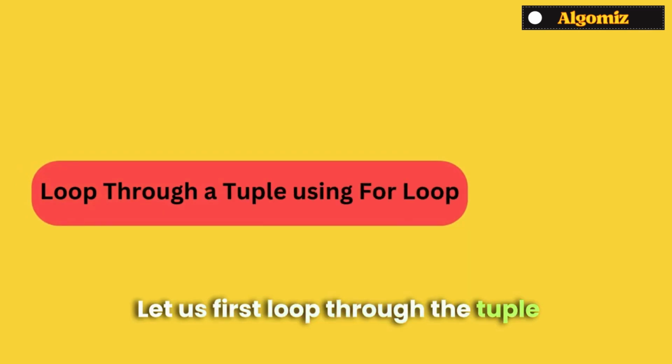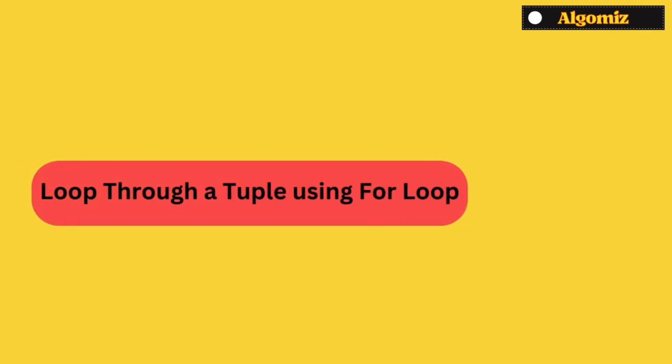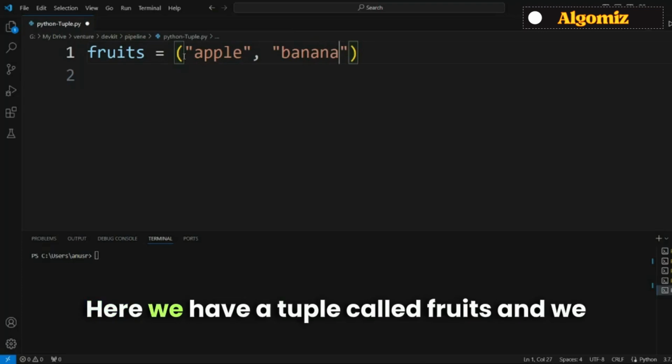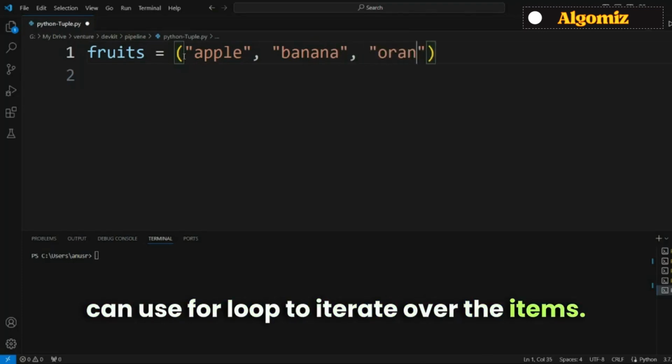Let us first loop through the tuple items by using a for loop. Here we have a tuple called fruits. And we can use a for loop to iterate over the items.